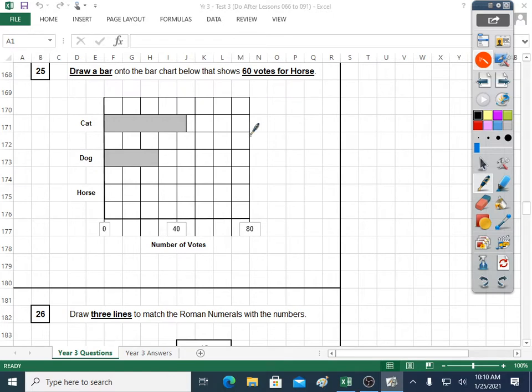So, question 25, draw a bar onto the bar chart below that shows 60 votes for horse. Cat has got how many votes? Right. When you get a chart like this, you see the numbers at the bottom are not complete. 0, something, something, something. What does it go up in? What shall we try? Tens? 0, 10, 20, 30, 40.